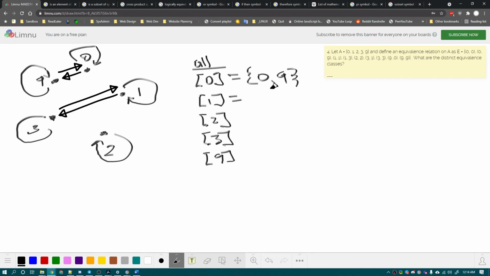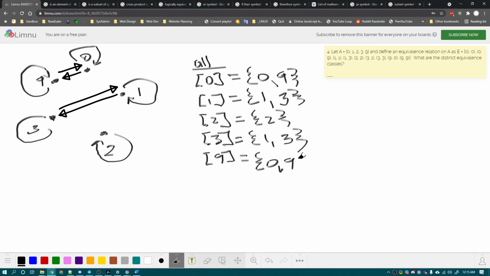So 1 ends at 1. 3 ends at 1. 2, the only ordered pair that ends at 2 starts at 2. 3: we have 1 going to 3, and then 3 going to itself, so that's 1 comma 3. And finally 9: 0 is going to 9, and then 9 is going to itself. I want you to notice that 0 is the same as 9, and 1 is the same as 3. And then 2 is all by itself.